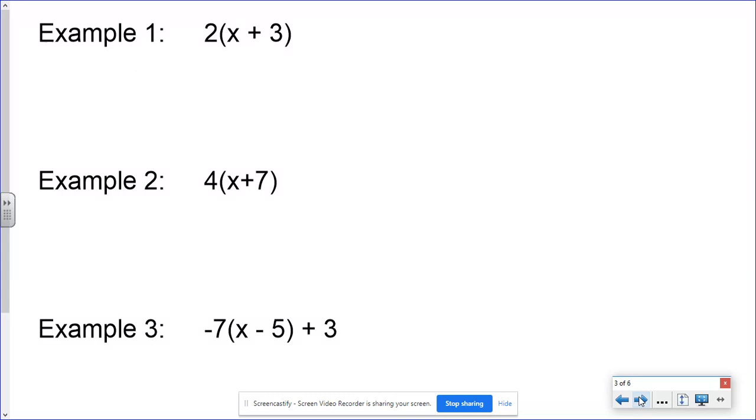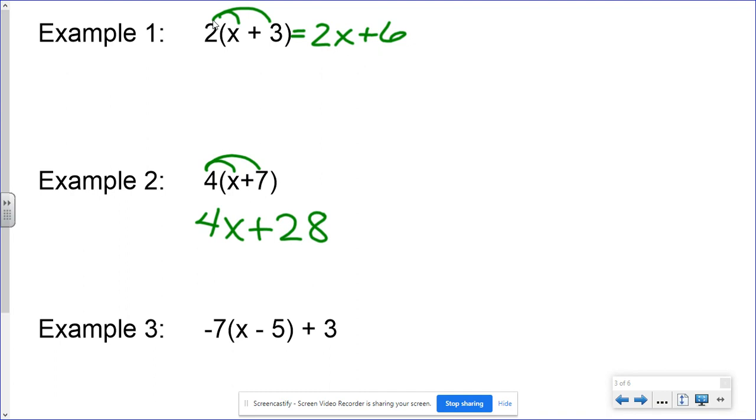When we're doing this, and I didn't say it on the last slide, almost every time we use the distributive property, I'm going to draw, and I'll probably even say it, they're going to look like rainbows. This 2 is going to get shared with the x, and it's going to get shared with the 3. So this is going to be 2x, there's my plus, and then 2 times 3 is 6. In the second example, the 4 is what's getting shared. So 4 times x would be 4x plus, and then 4 times 7 is going to be 28.